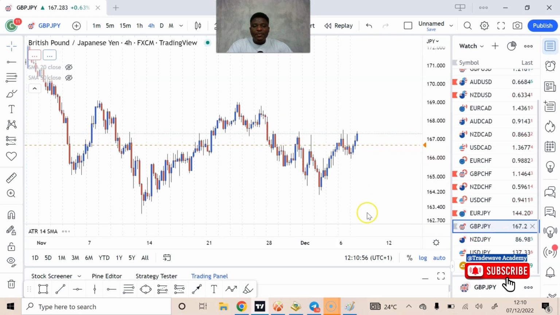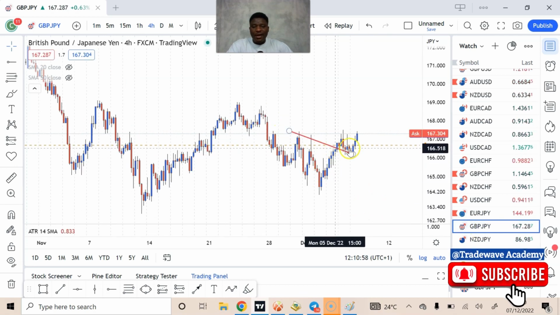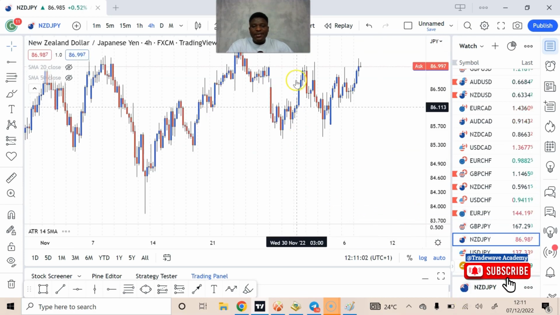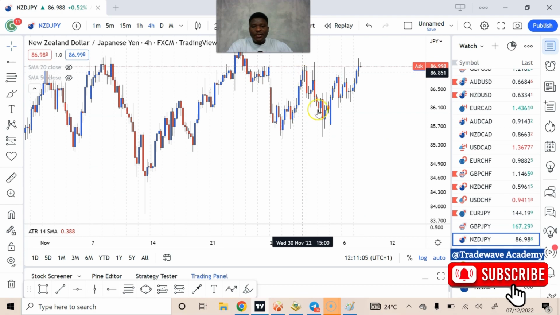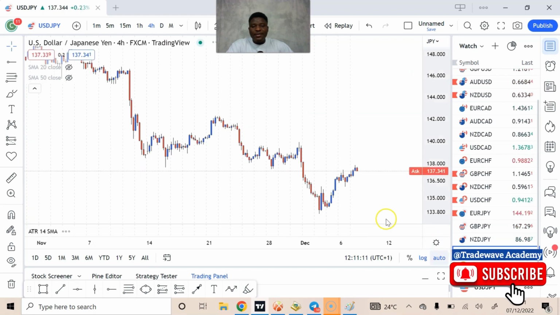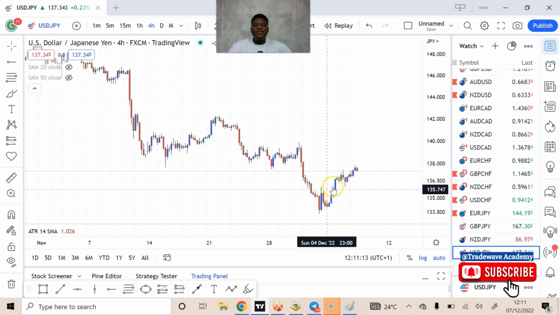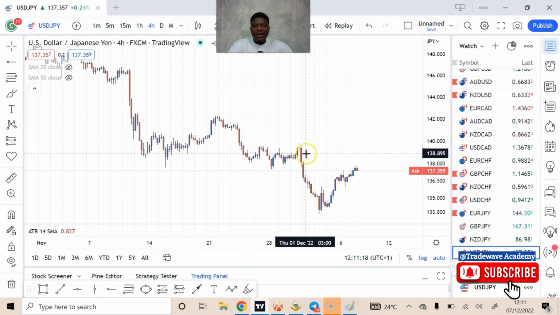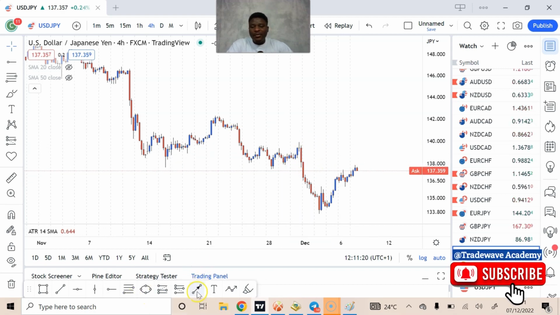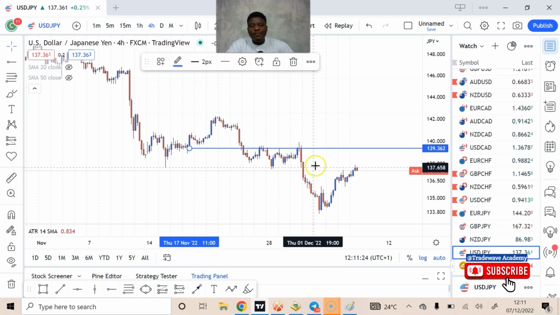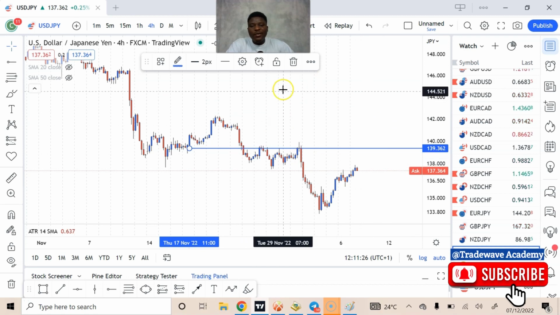So let's see the GBP JPY. As you can see, this was a downtrend that has already ended here. NZD JPY, this was a downtrend that's actually about to end here too. USD JPY, this is also a downtrend which is looking like, if it's able to take out this resistance zone here, we are clearly looking at an uptrend. Okay, so if it's able to take out this zone here, we're clearly in an uptrend.